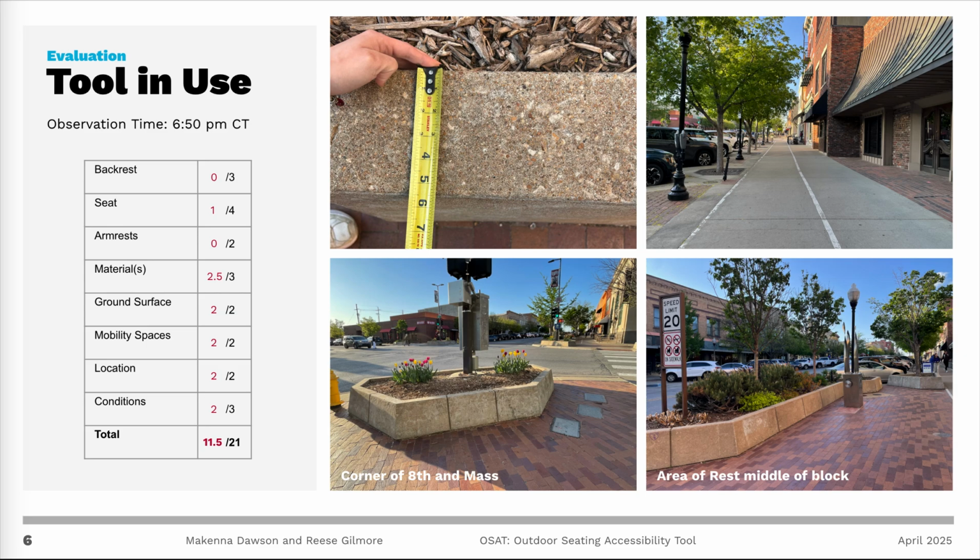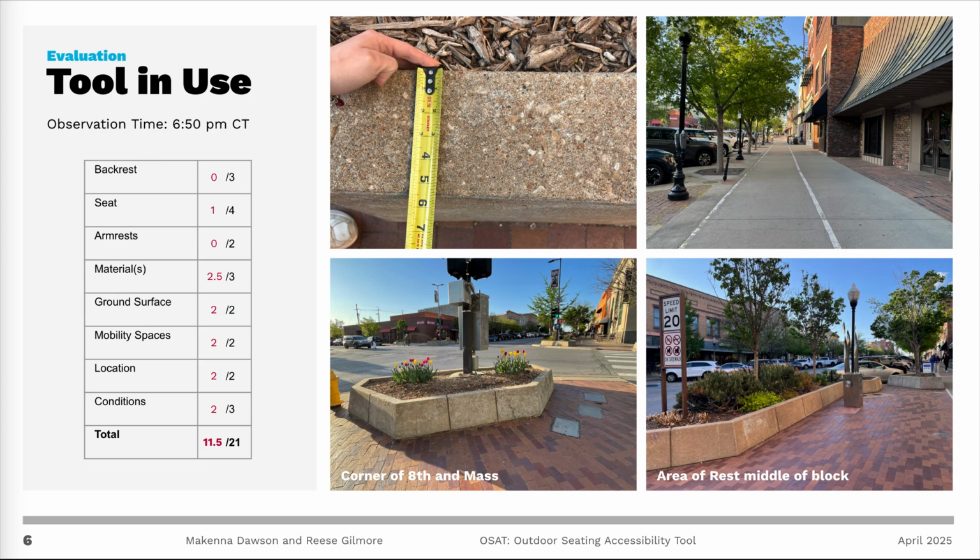Our space for mobility scored a 2 because there's enough space for a wheelchair user to pull off to the side and rest out of the space of traffic. The ground surfaces got a score of 2 out of 2 because there is not an intense slope and the material of brick is contrasting from the other sidewalk. Our location, these planters are quite visible along the street. They're located at either end of the street and at the center of crosswalks.